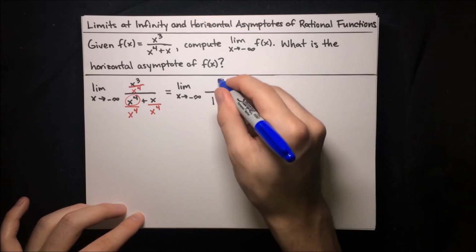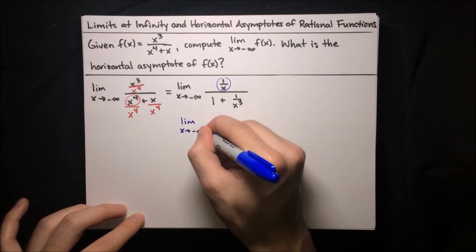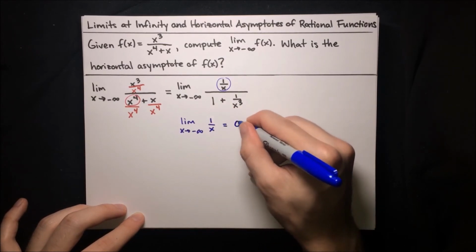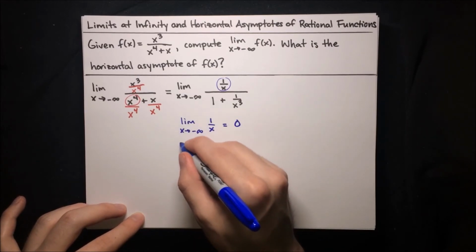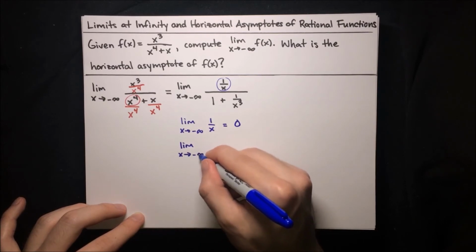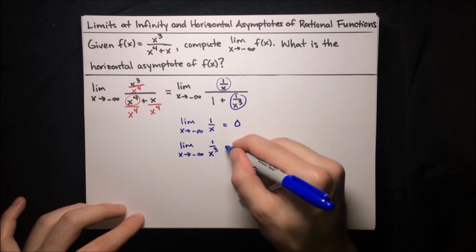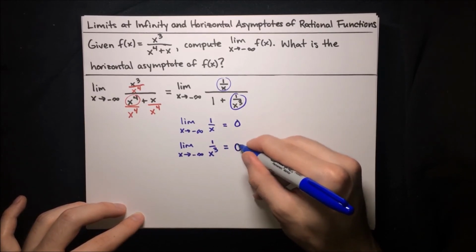In the numerator, for 1 over x, we know that the limit as x approaches negative infinity of 1 over x is just equal to 0, because it's 1 divided by the negative of an increasingly large number. And it's the same idea for that other term in the denominator, 1 over x cubed. It's a constant divided by something that's becoming infinitely large, which in the limit tends towards 0.